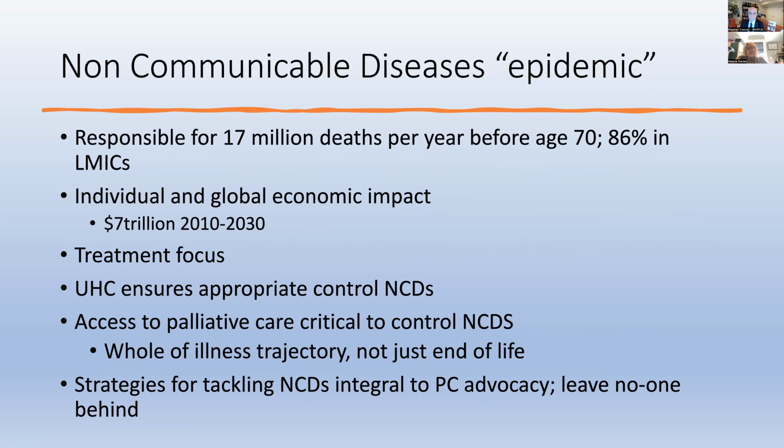Historically, there has tended to be a treatment focus as far as management of NCDs goes, and UHC should ensure appropriate control of NCDs. But access to palliative care is absolutely critical to control NCDs. And it's about the whole illness trajectory. So getting palliative care in there early in the whole illness trajectory. And it's not just about the end of life, and it's not just about cancer, which is where palliative care has tended to be focused historically. And strategies for tackling NCDs are integral to palliative care advocacy. And this is about the whole leave no one behind philosophy. It's important to include those who are disadvantaged and disenfranchised, such as individuals with disability, refugees, women and girls, and many other disadvantaged groups. So next slide, please.